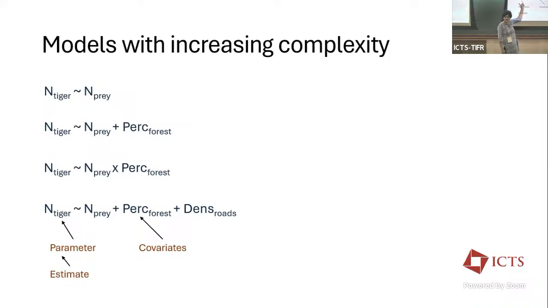Is forest impacting tigers? That's your question of interest. Right? So is forest, your covariate, impacting tigers, your parameter? And the entire thing put together is called your model. Yes? Any confusion with this?